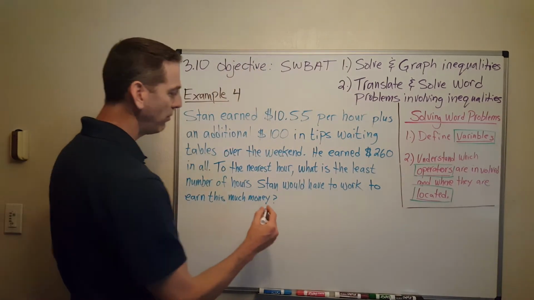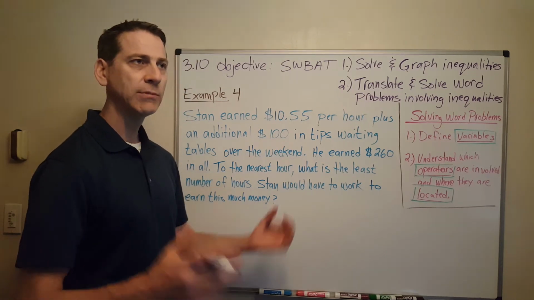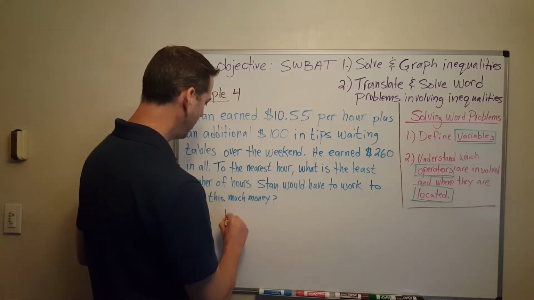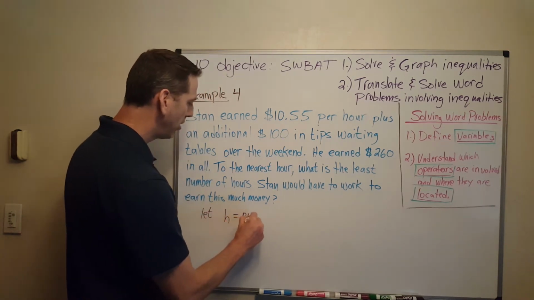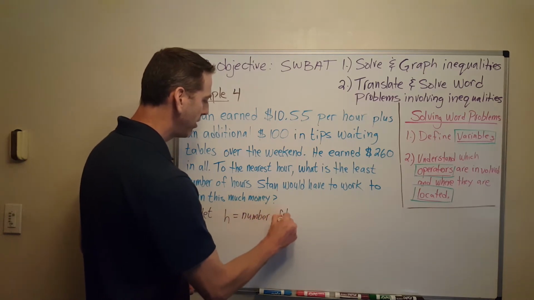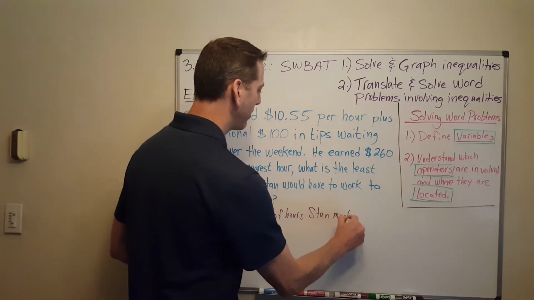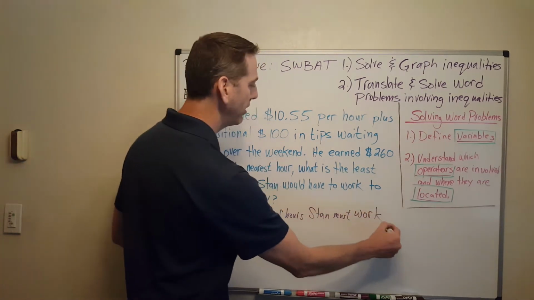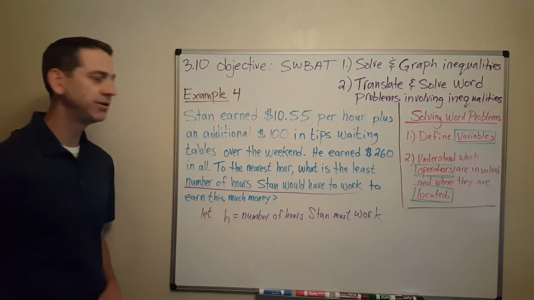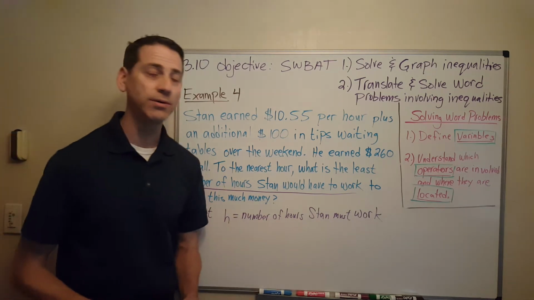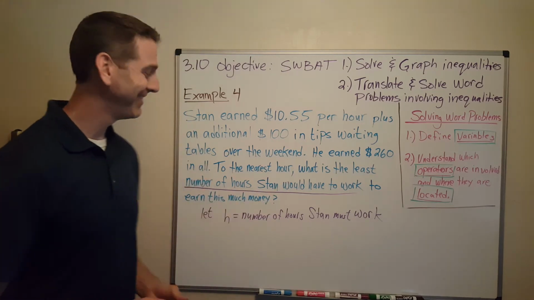Let's do this problem in purple. So what do you want to use for number of hours Stan has to work? How about H? So H, I'm going to say let H equal the number of hours Stan must work. Where did I get that from? Right there. There's your variable. That's what they're asking for. Okay, the variable is the unknown, which is why they're asking.